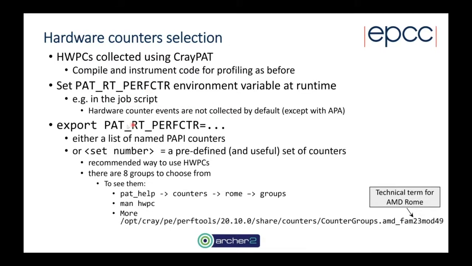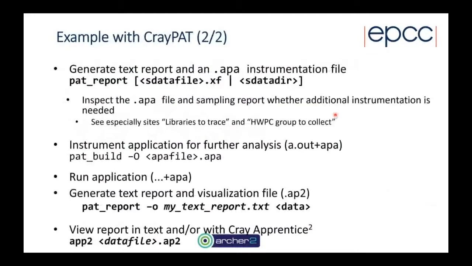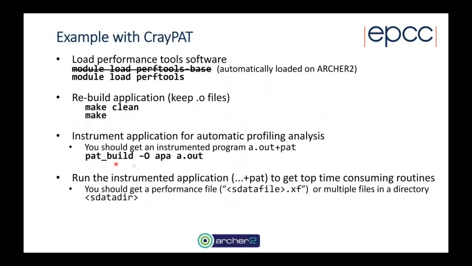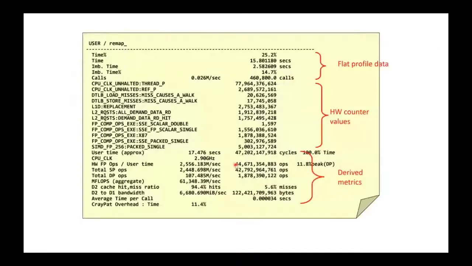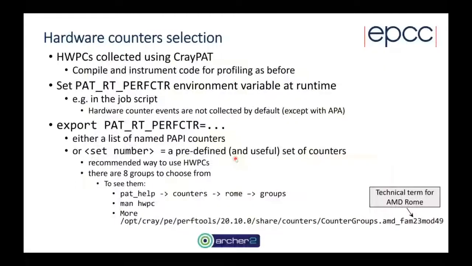And the hardware counters are not generally collected by default, except if we're doing this advanced profiling, this APA, which, if you remember before, is what we do when we instrument it by putting in this -O apa option when we use pat build, and that produces a new executable. When you do that, then CrayPat will start to automatically collect some hardware counters. And then we can choose our specific ones, if we're interested, by using this environment variable here.